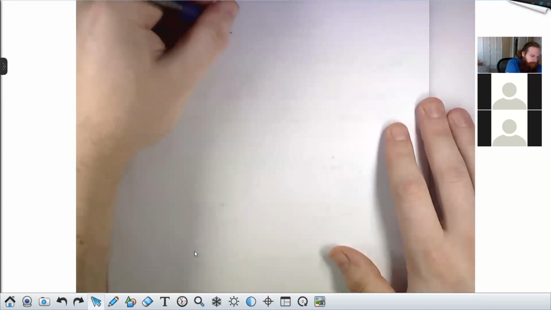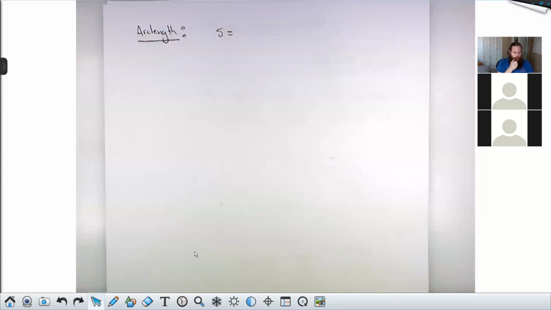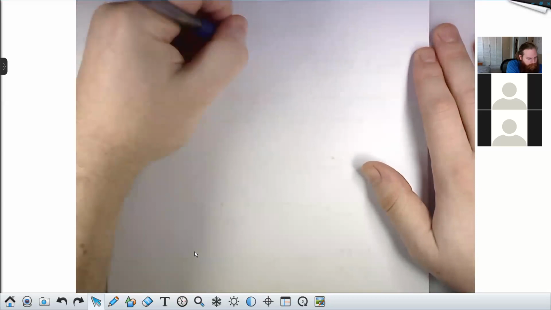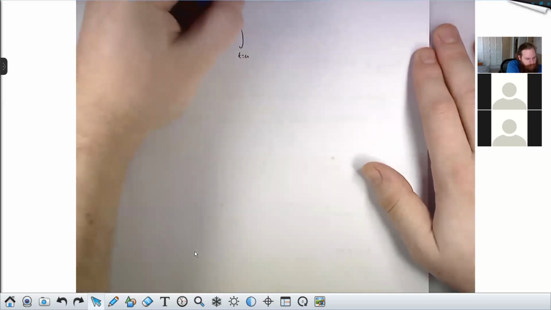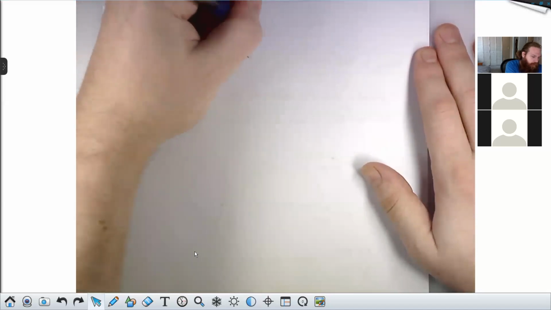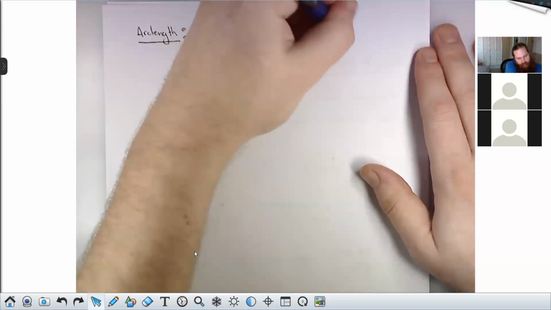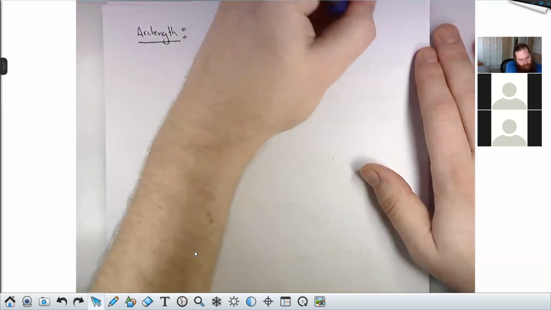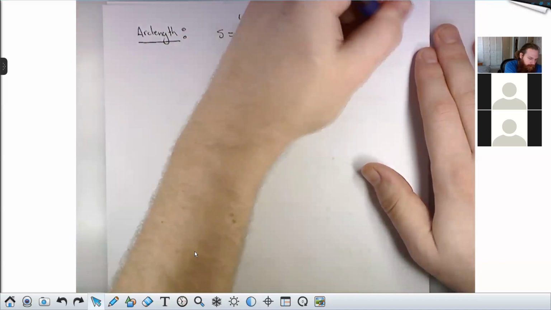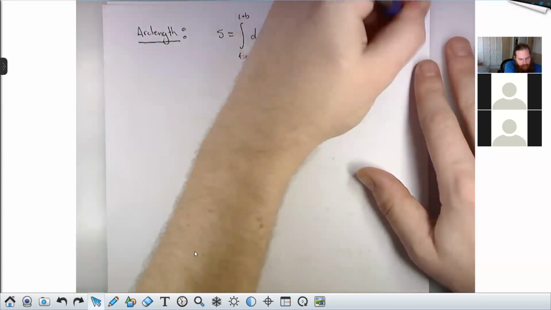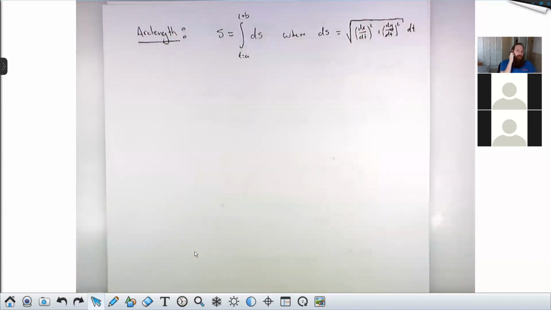So for this, because differential geometry is my baby, I use the symbol S, that's what everybody uses. The length of the curve x of t, y of t, you integrate from t equals a to t equals b. The object we call ds, where ds is the square root of dx dt squared plus dy dt squared, all under the root, times dt. In that video, I go through the derivation.